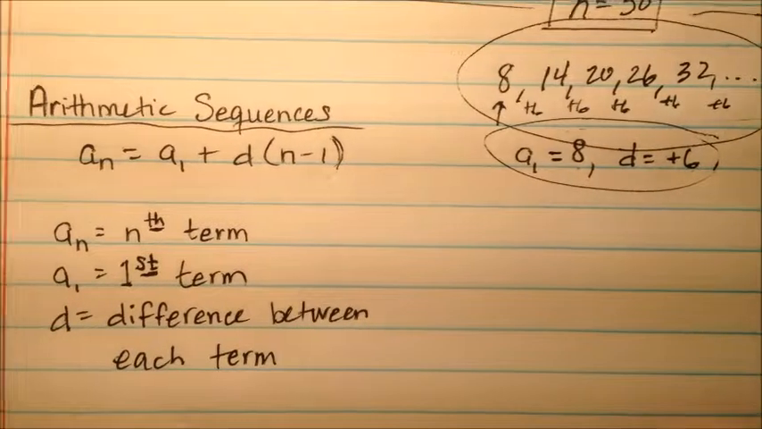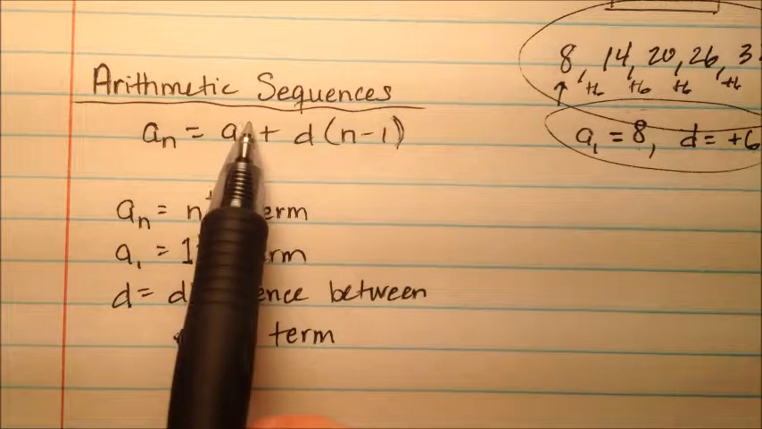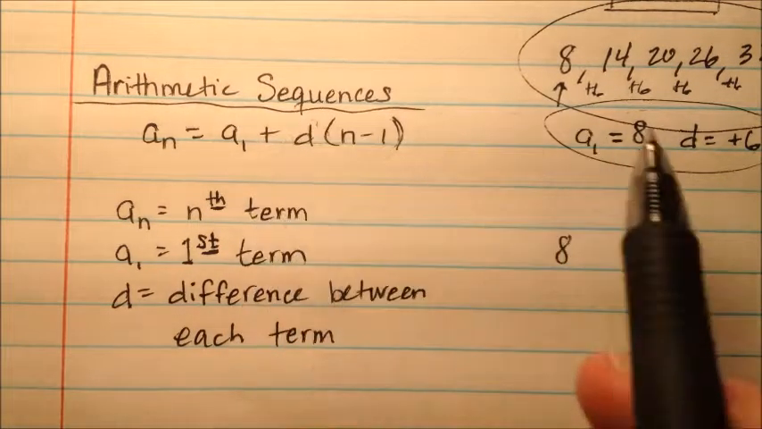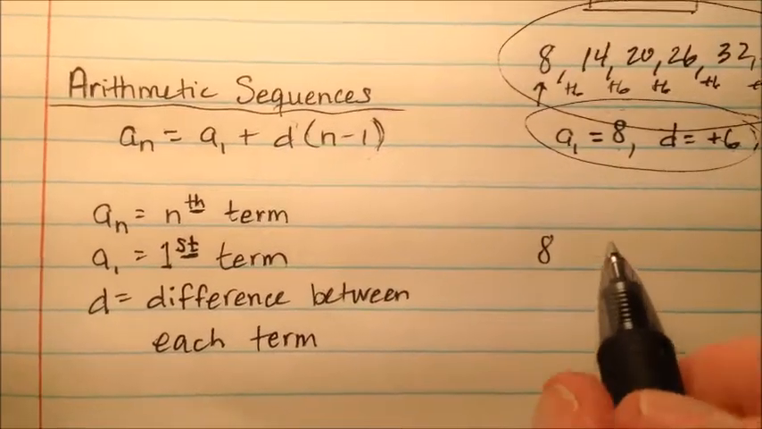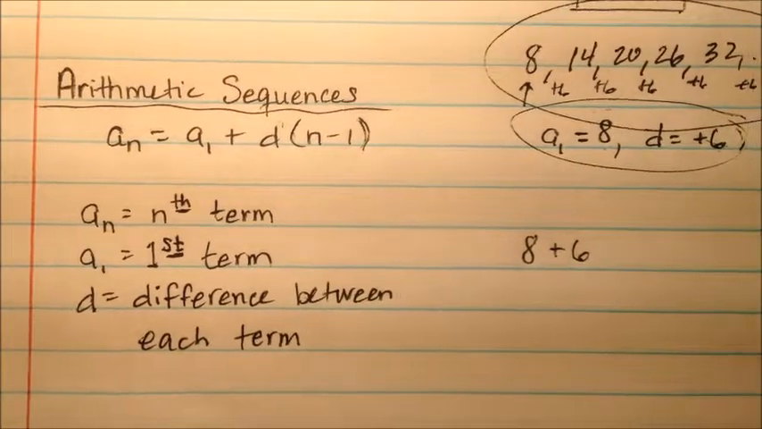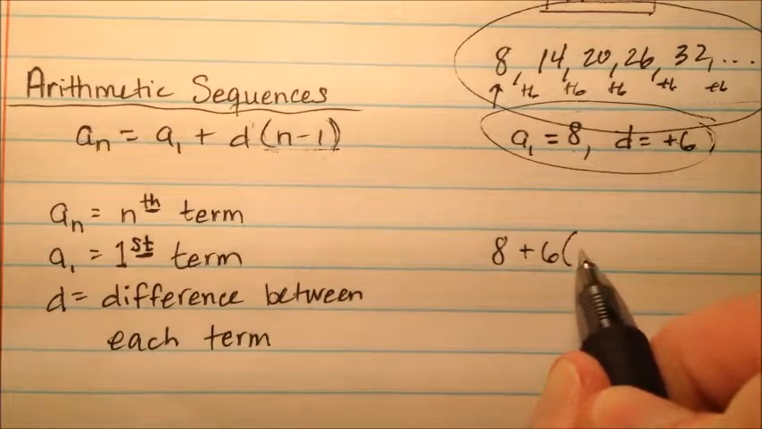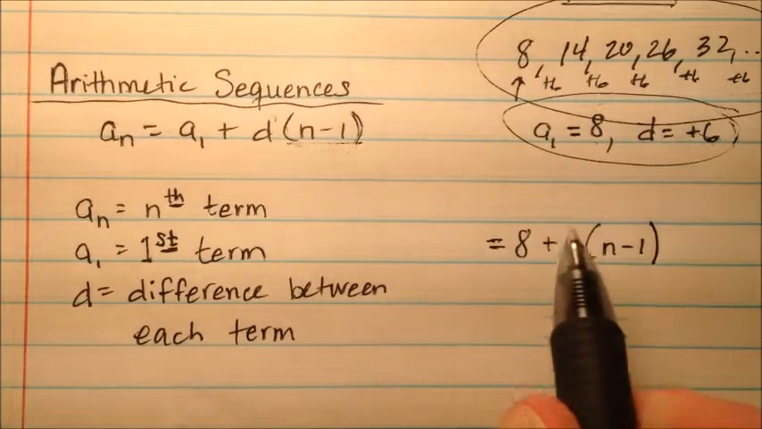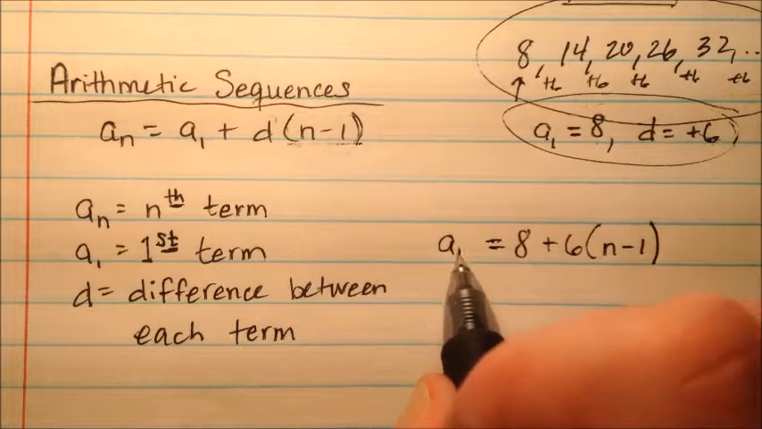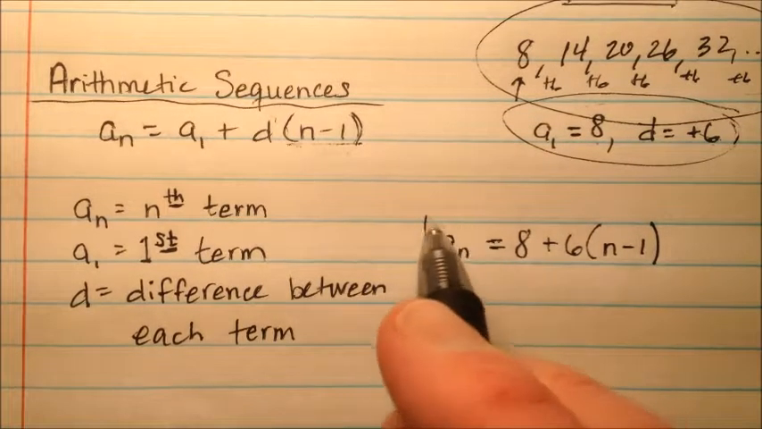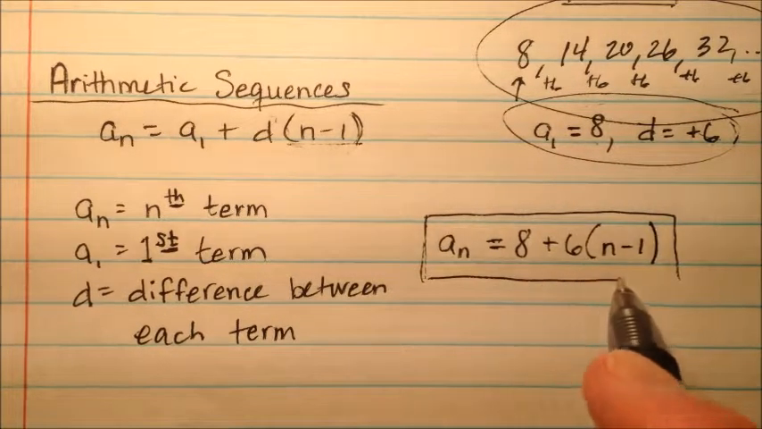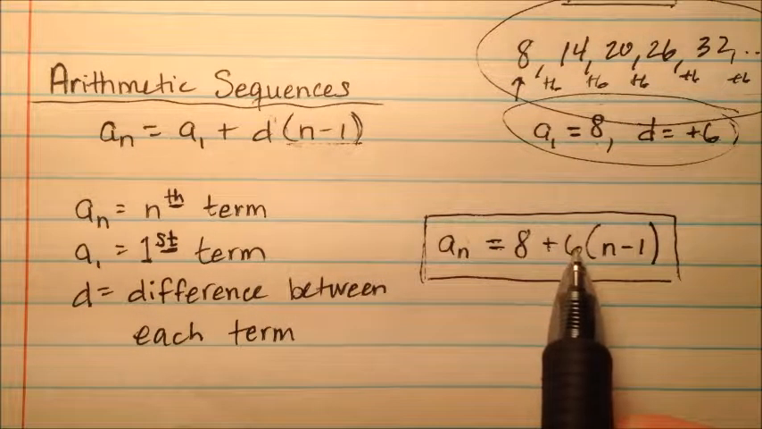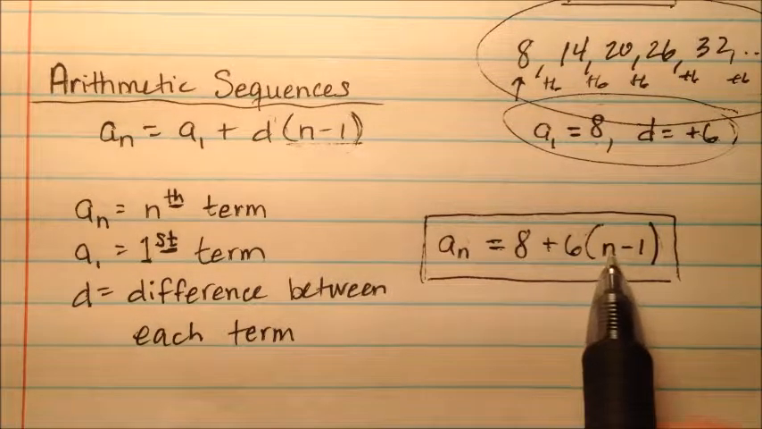So if we look back at our formula, we knew that a sub 1 was 8, my starting point, and my difference was 6. I'm adding 6 every time, so plus 6. And then in my formula, I just had this quantity n minus 1. That just goes there all the time. And then it's going to be equal to this a sub n, right? So I have written my formula here where a sub n, which is some nth term that we're looking for, equals 8 plus 6, which is the difference between every one of them, times this quantity n minus 1.